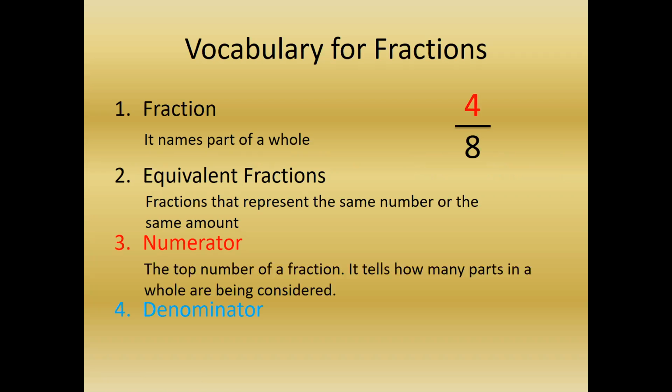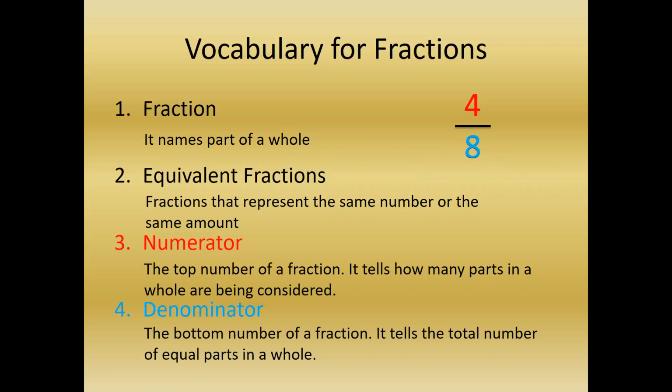A numerator is the top number of a fraction. It tells how many parts in a whole are being considered. So 4 in 4/8 is the numerator. The denominator is the bottom number of a fraction. It tells the total number of equal parts in a whole. So 8 of 4/8 is the denominator.